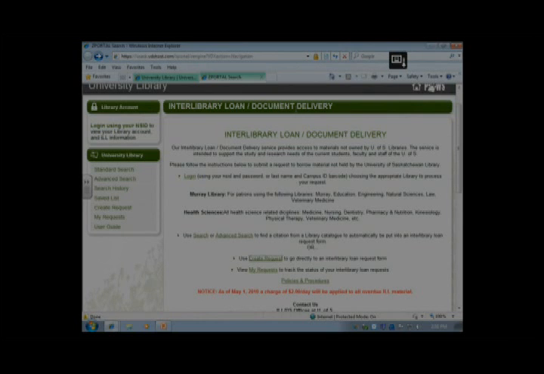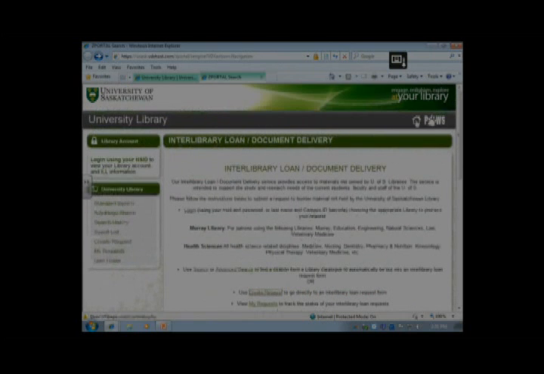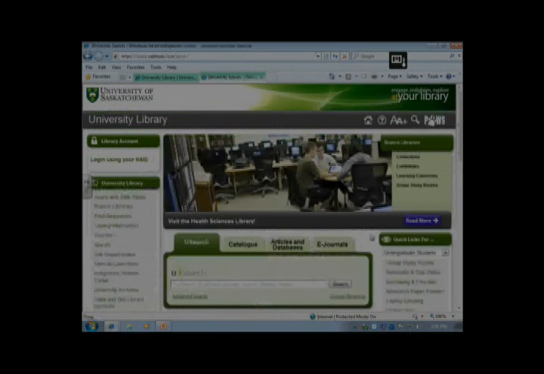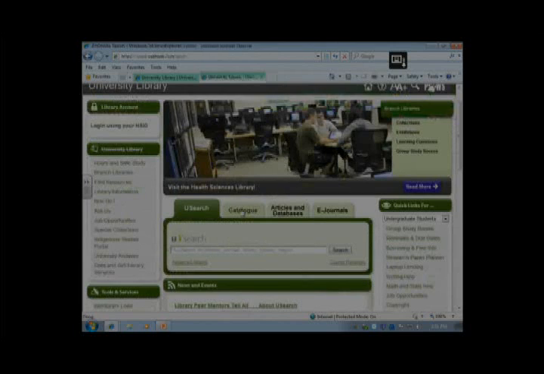What else do we have? How do I find volume and issue numbers of journals so I can find specific e-journals? That's a good question. Are you using the catalog?